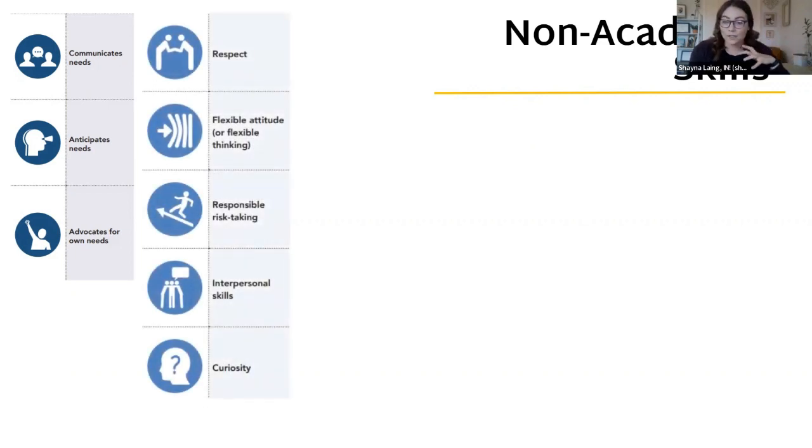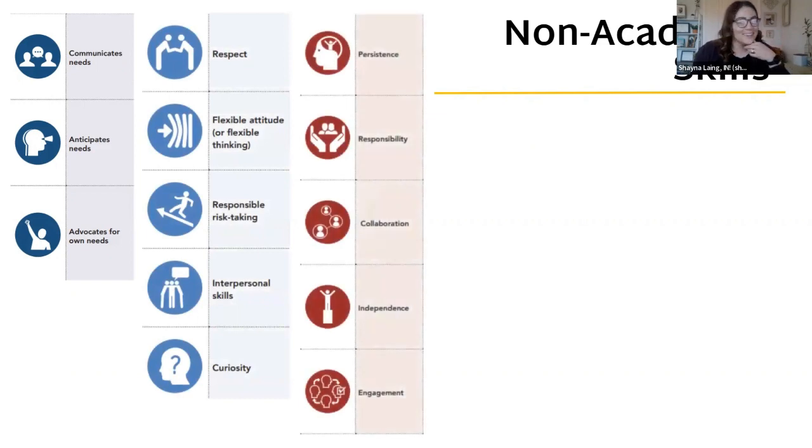having mutual respect for those around you, having a flexible attitude, being able to take risks responsibly, knowing that you might flounder, fail, struggle, but you can grow and learn through that risk taking. Having interpersonal skills, how to just engage with the peers around you, and having curiosity, asking questions, and pursuing those questions and not just letting them linger. Persistence, or what we mentioned earlier, that grit mentality of how do we overcome challenges and keep on learning and growing even when it's not easy.